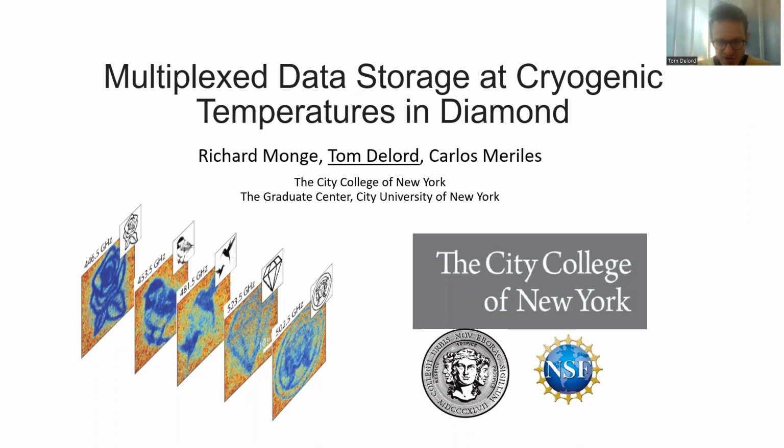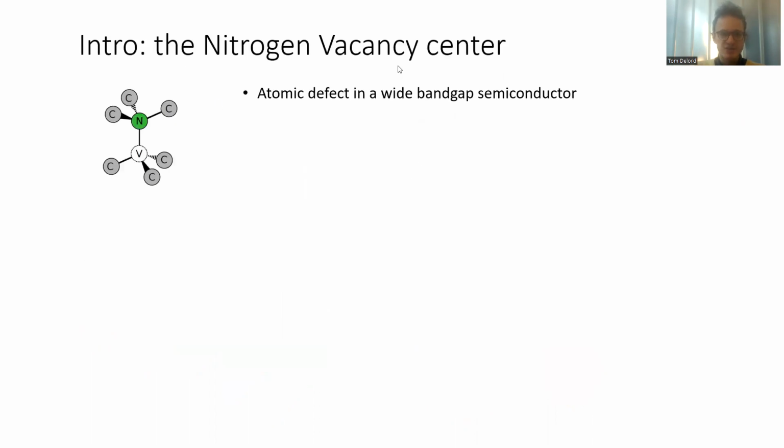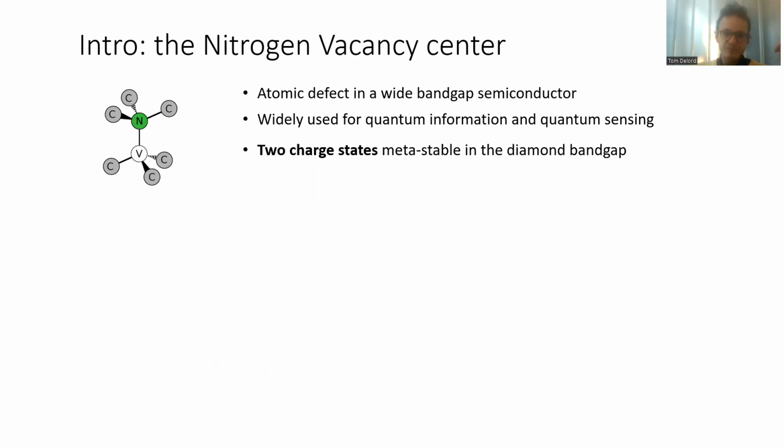I work as a postdoc in the group of Carlos Merlis, and today I will talk about NV centers, and in particular how to use a charge state as a memory under cryogenic conditions. So the NV center is an atomic defect in diamond, a wide bandgap semiconductor. It is widely used for quantum information and quantum sensing, thanks to its very long coherence time.